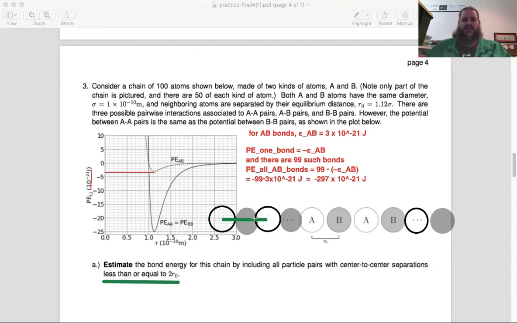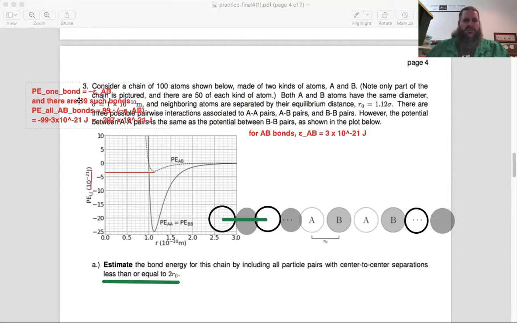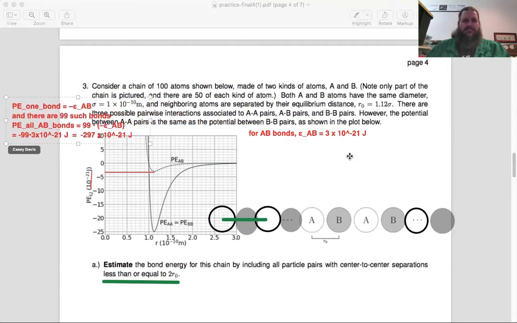It still technically contributes to the bond energy, like for instance, from this A to this A. That is a bond that contributes to bond energy, but it's a much weaker bond because they're so much further apart. So the potential energy is very, very close to 0. So we're going to ignore anything that's further than 2R0. But that does mean we need to include all of the A to the next A bonds and all of the B to the next B bonds. So let's take a look at just from A to the next A. I'm going to put this to the side. We can come back to that later.